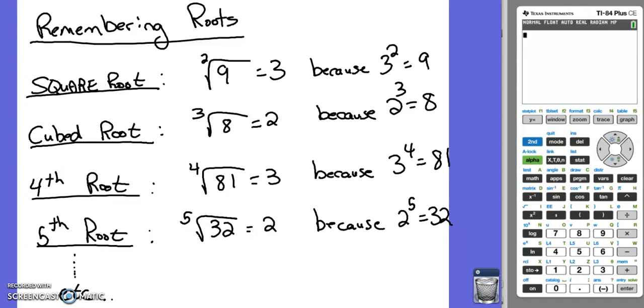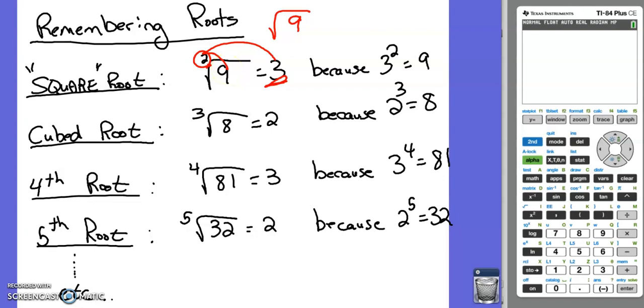Most of us are familiar with square roots. The reason it's called a square root, and oftentimes we don't even write that 2, we just normally write the square root of 9, is because there's a 2 right there. And the reason the square root of 9 equals 3 is because 3 squared is 9. That's why the square root of 9 is 3.